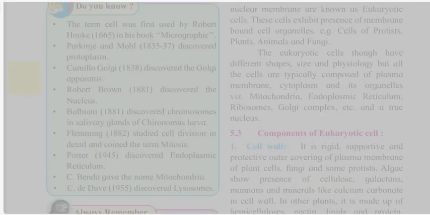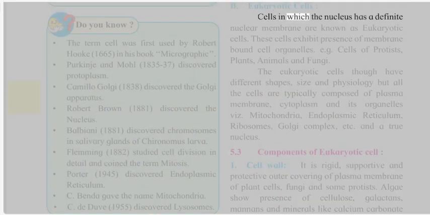Do you know? Eukaryotic cells, cells in which the nucleus has a definite nuclear membrane, are known as eukaryotic cells. These cells exhibit the presence of membrane-bound cell organelles, e.g. cells of protists, plants, animals and fungi. Eukaryotic cells, though they have different shapes, size and physiology, are all typically composed of plasma membrane, cytoplasm and its organelles, viz. mitochondria, endoplasmic reticulum, ribosomes, Golgi complex, etc. and a true nucleus.